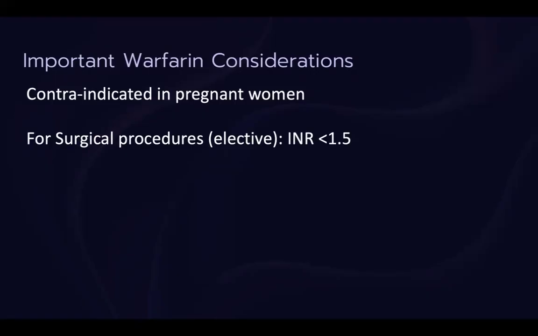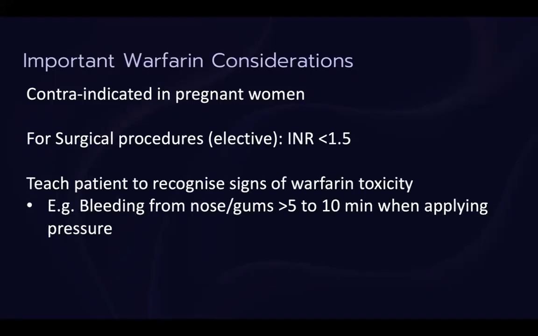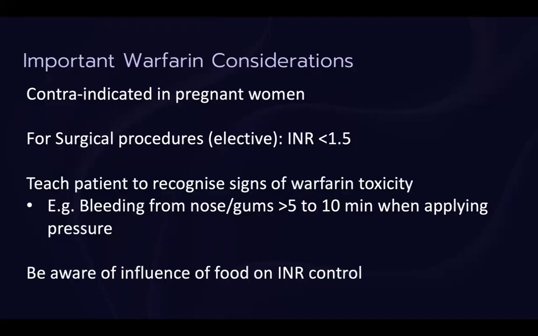So they've got an elective surgery planned. You may want to stop that warfarin, and you need to make sure that the INR is 1.5 prior to having that surgery. We also want to explain to our patients how to recognize the signs of warfarin toxicity, which basically means the INR is too high and they might start bleeding. The typical place that they might bleed from is either the nose or the gums. Explain to them that if they've bled for more than 5 to 10 minutes while applying pressure to those areas, they must urgently come into hospital.